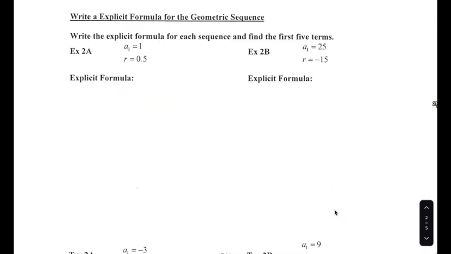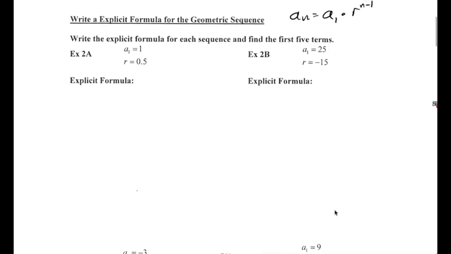Now let's write an explicit formula for a geometric sequence. The explicit formula was up earlier. So the formula is this one: AN equals A1 times R to the n minus 1. And just like before when we did the arithmetic sequence, all you need to sub in is A1 and R. We're going to leave n minus 1 alone. N is the term number. Once I want to find a term, I can plug it in for n. But before that, I just need to find A1 and R.